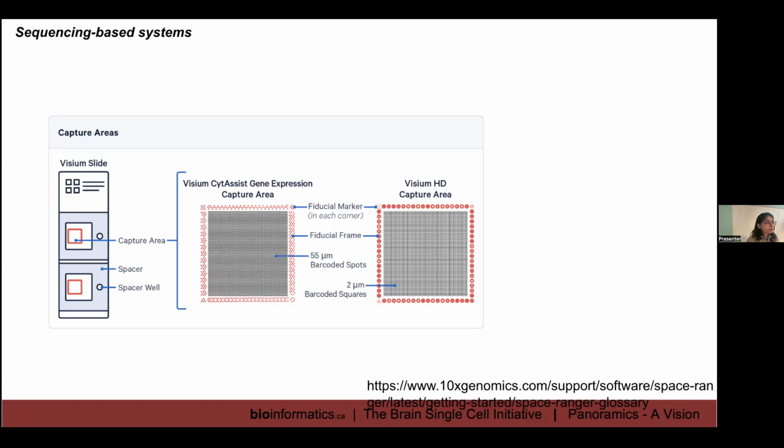Now, the resolution when it comes to sequencing-based systems that rely on spots is really the distance between two spots. It's not because the square is 2 micron, it's because the distance between the centers of two squares is 2 micron. So for Stereo-seq, the spot, I think, is 250, but the distance between the spots is 500 nanometers.